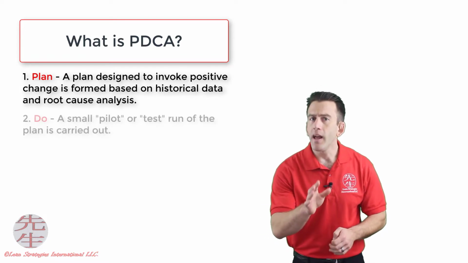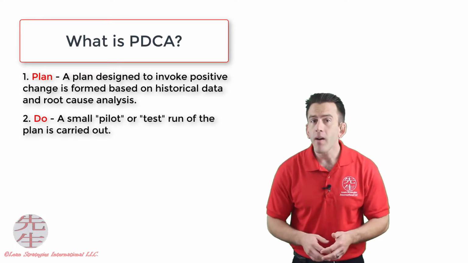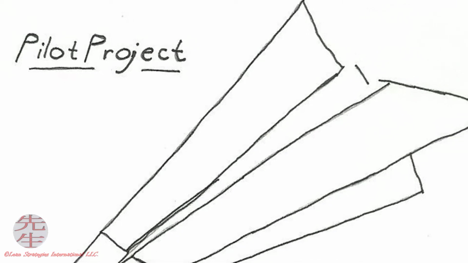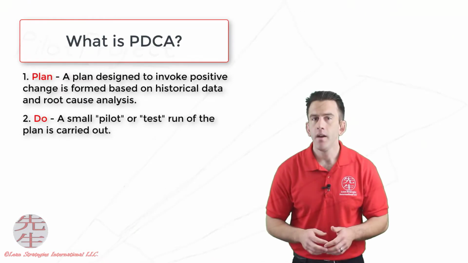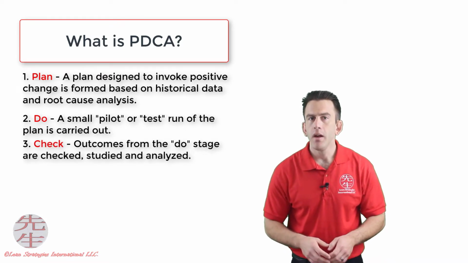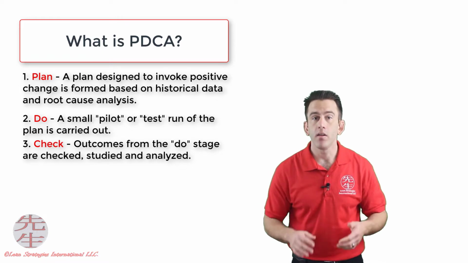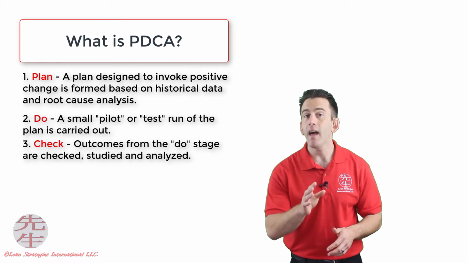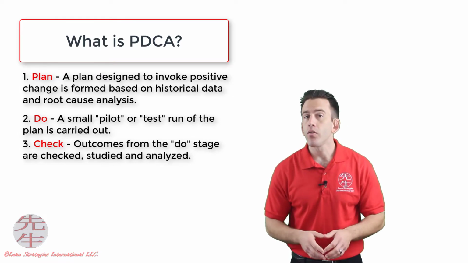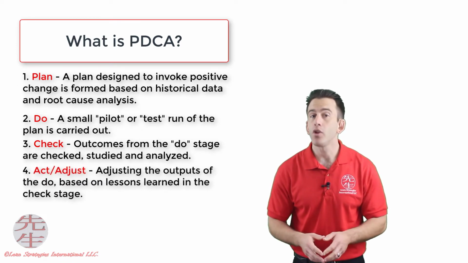In the second stage of PDCA, which is called Do, the plan is carried out. This is generally a small scale or initial test run of the plan. The third stage of PDCA is the check stage. Here, the outcome of the plan is analyzed or studied, as it is often referred to in PDCA. The fourth step is Act, which is focused on adjusting the do based on lessons learned in the check stage.